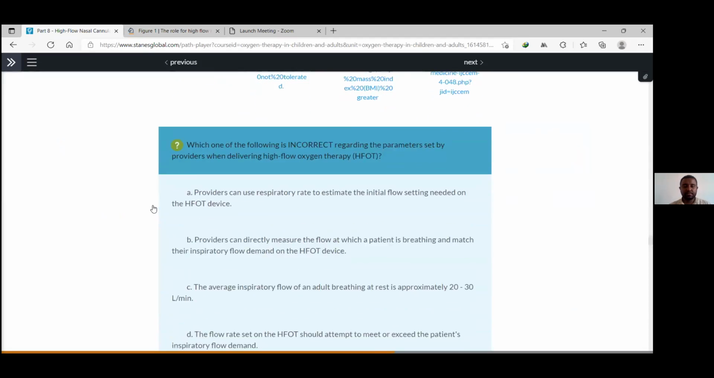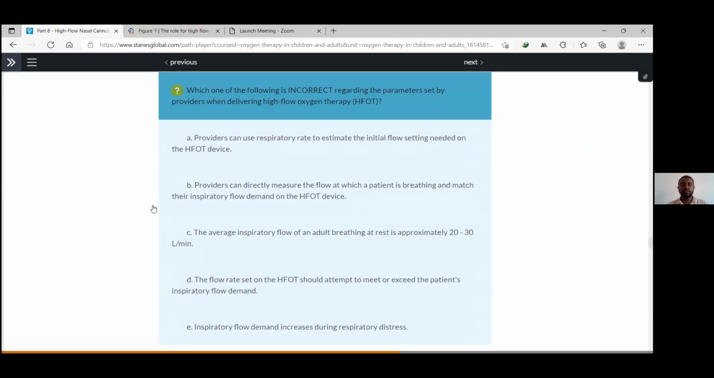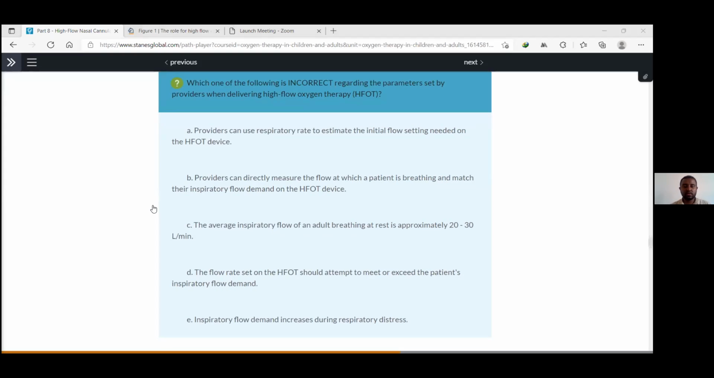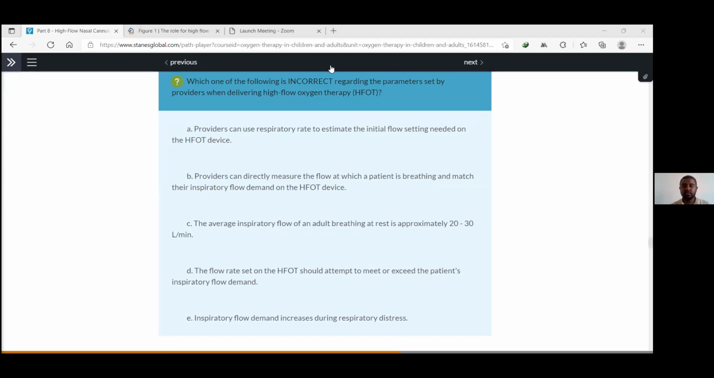So we have two more questions. The first one, which one of the following is incorrect regarding the parameters set by the provider when delivering high flow oxygen therapy? So it's a choice. You can go ahead and try it. There is a poll also.